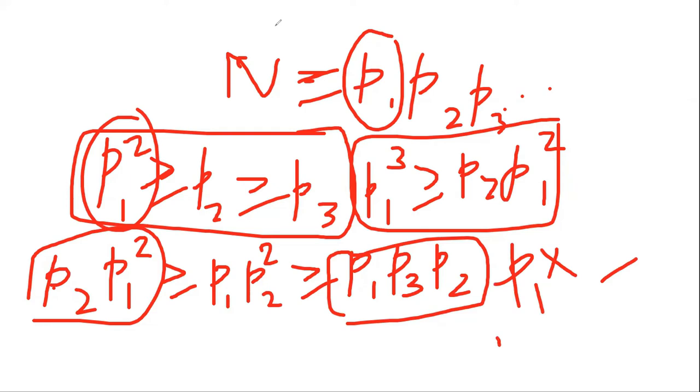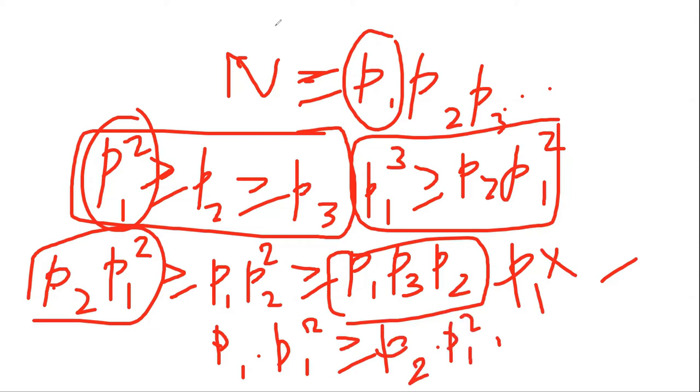How did you get P1 cubed is greater than P2 times P1 squared? I just multiplied: P1 times P1 squared is greater than or equal to P2 times P1 squared, right? Because these are all natural numbers. This is strictly greater than or equal to.